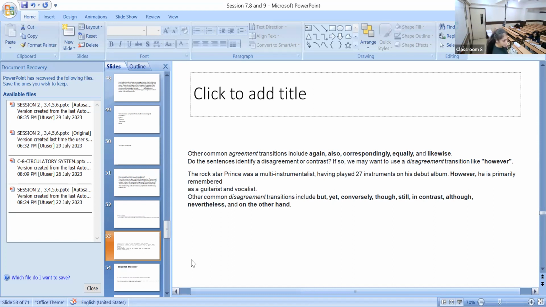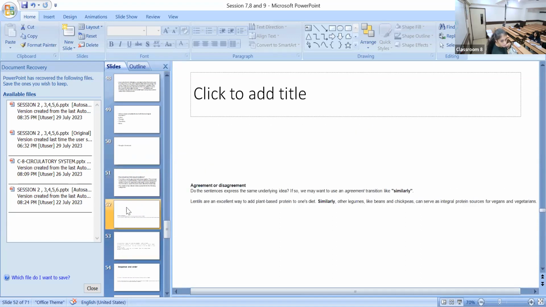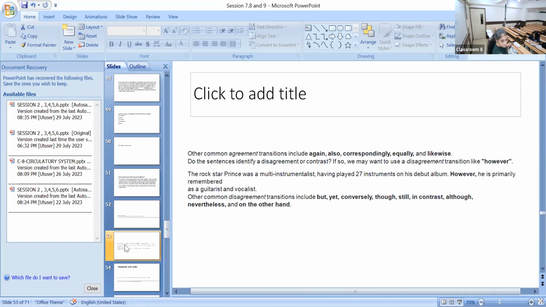So you write the heading agreement transitions. Under agreement transitions, you can divide the page into two halves. Make it agreement and disagreement, and you can write down the heading transitions. Then put down all the words under agreement and the ones under disagreement. Clear?